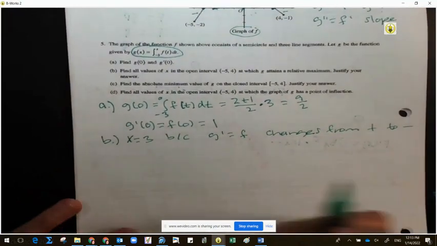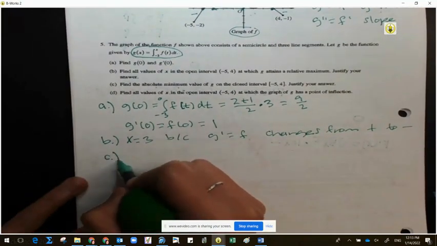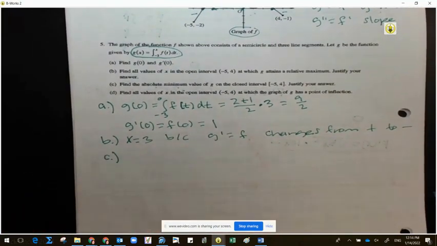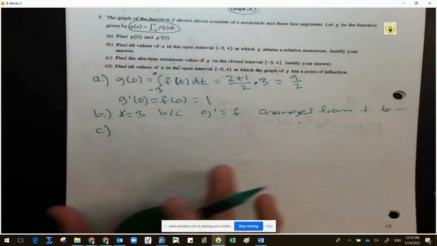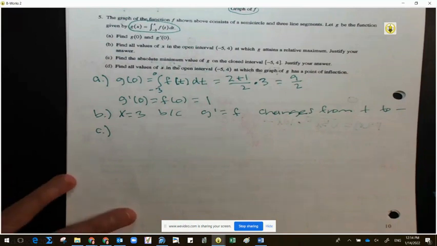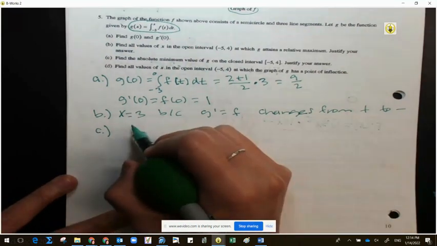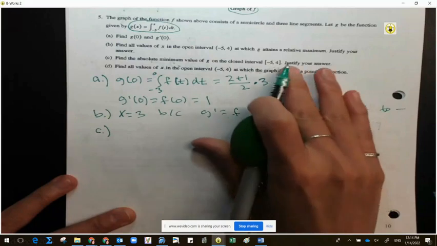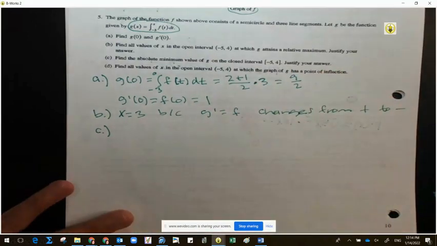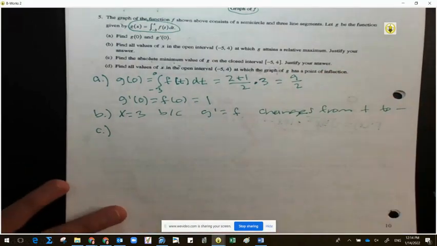All right, let's move on to part C. Let's read. Find the absolute minimum value of g on the closed interval negative 5, 4. Justify your answer.